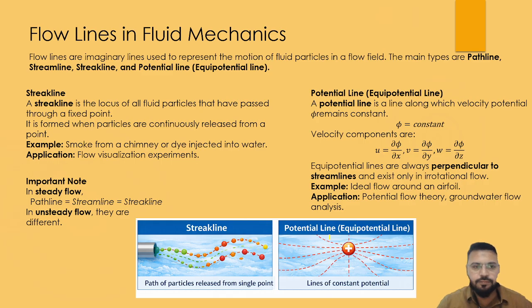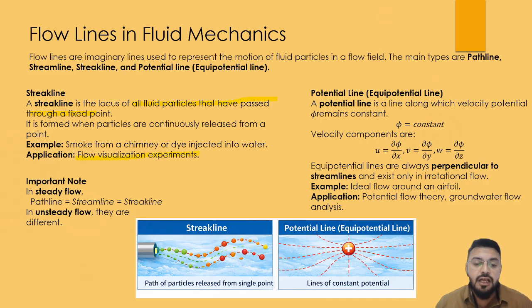Streak lines. A streak line is the locus of all fluid particles that have passed through a fixed point. It is formed when particles are continuously released from a point. Example, smoke from a chimney or dye injected in water. Its most important application is flow visualization experiments.